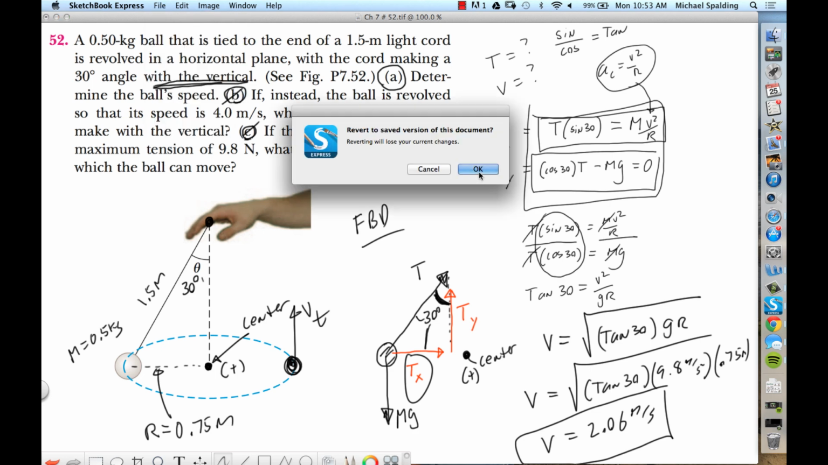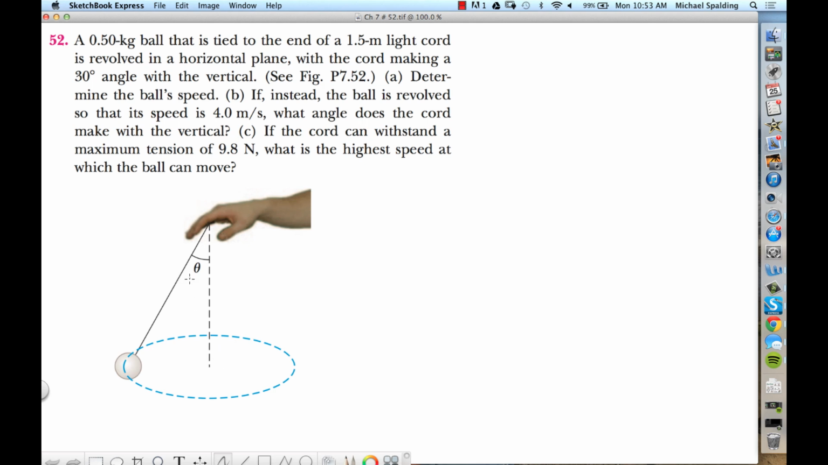So we revert this. Okay, so for part B, theta is no longer 30. For part B, this theta, we don't know what it is. In fact, we're solving for theta for part B: what angle does the chord make with the vertical? We're looking for theta if the tangential velocity is 4. The length of the string is 1.5 meters. So what's the radius of the circle going to be? It's not going to be 0.75. We're going to call this sine theta times 1.5. We don't know what it is.